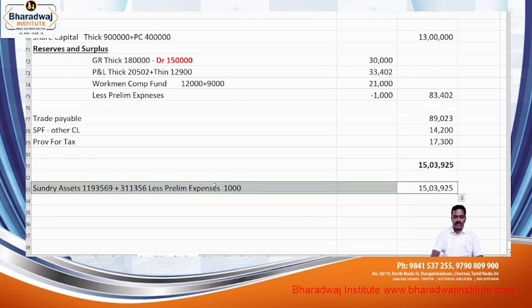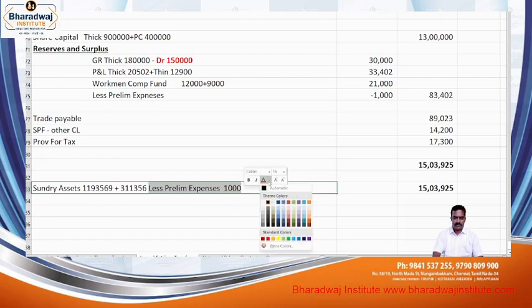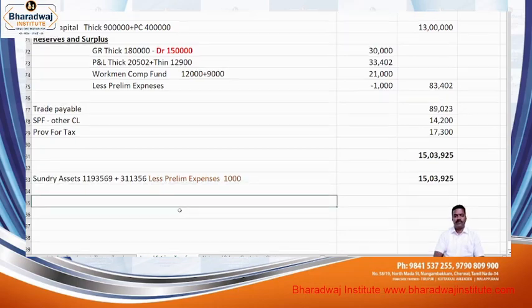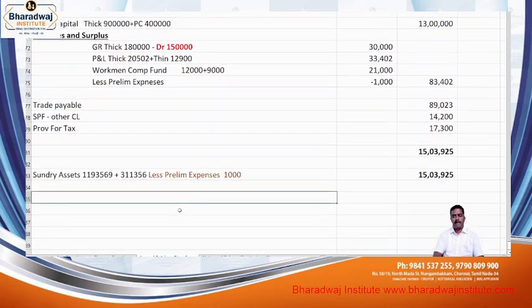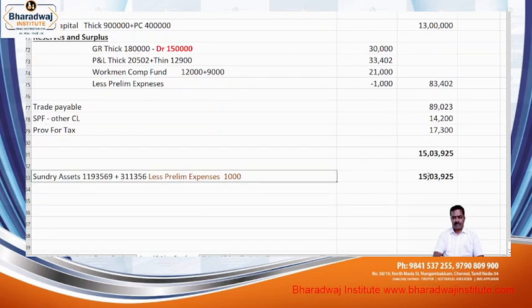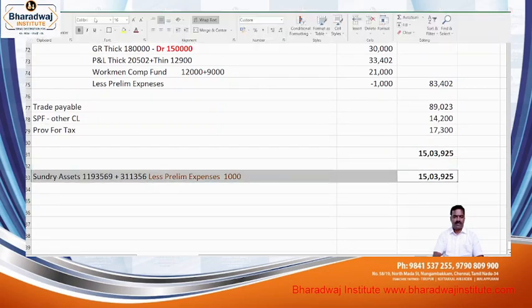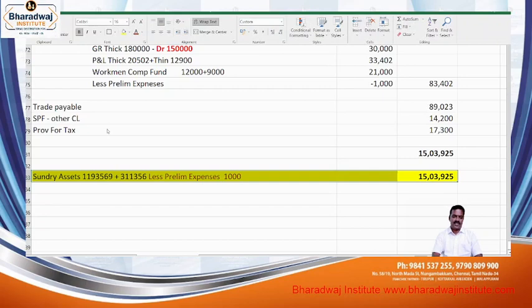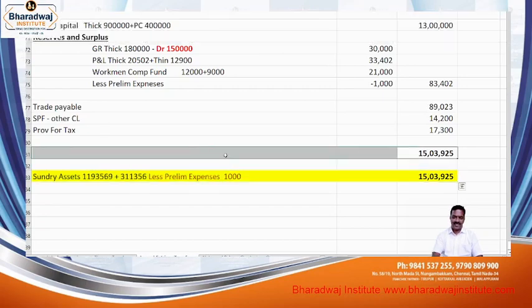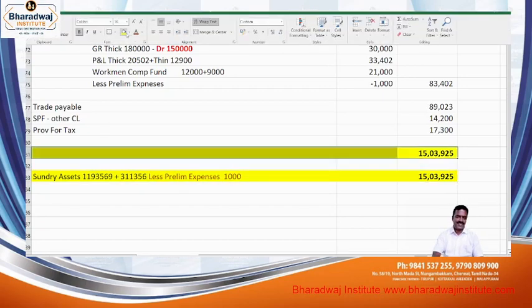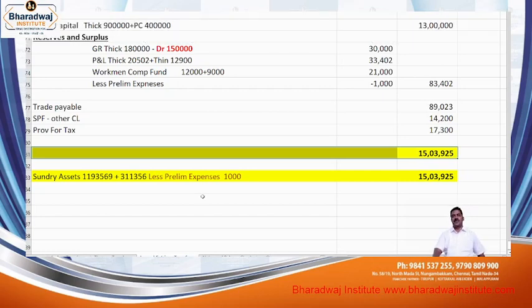Tallies. Preliminary expenses are written off, aren't they, from the assets. Cash payment made for preliminary expenses. Example, don't use sundry assets. Please write the full format of the balance sheet. In the entry, you should not use sundry assets.